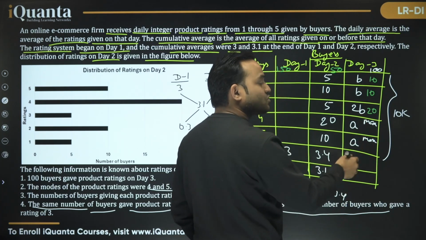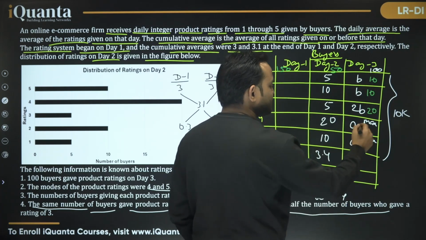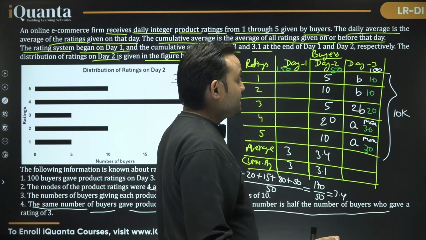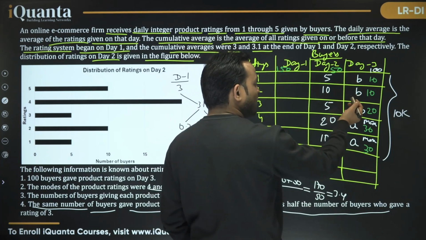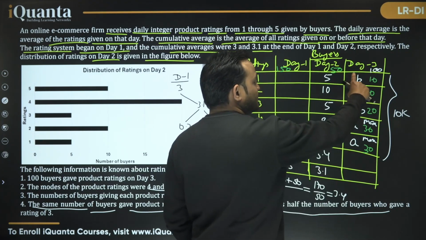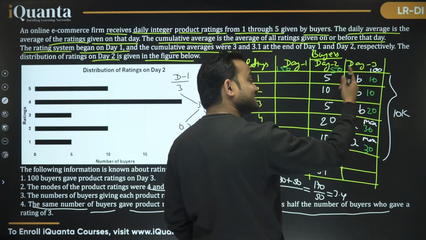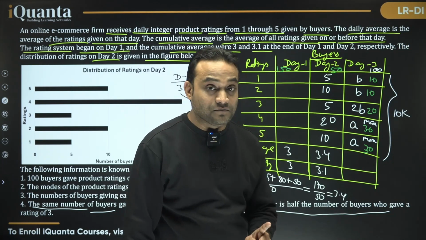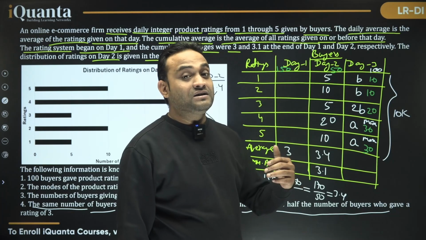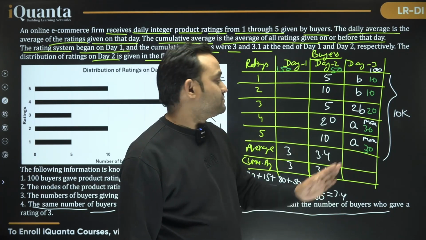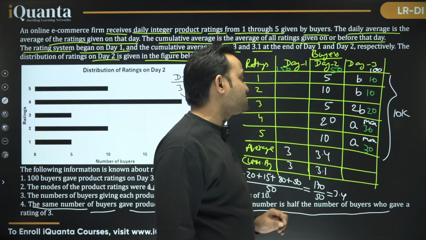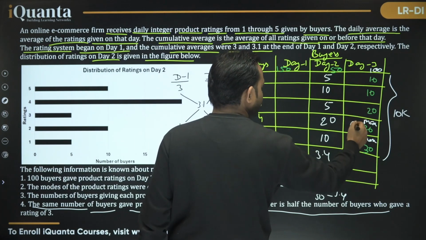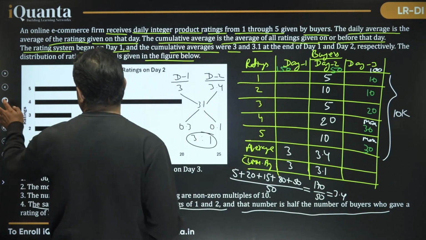Now these two are equal. 100 minus 40 is 60. 30 and 30 we can take. But if I take 20, then 20, 20, 40, this will be 20 plus 20, 40, plus 40, that is 80. That means these two will be 10, 10. Those are not maximum. So that is not correct, and we don't need to check further. These are the actual numbers of buyers on day 3 who gave ratings 1, 2, 3, 4, 5 respectively.